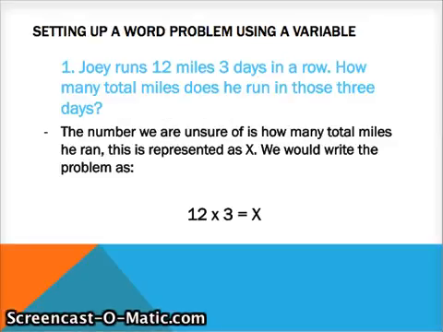Joey runs 12 miles 3 days in a row. How many total miles does he run in those 3 days? The number we're unsure of is how many total miles he ran. This is represented as x, or your variable. We would write the problem as 12 times 3 equals x. We would set it up like this because we know that he runs 12 miles and we know that he runs it 3 days in a row, which means he is running 12 miles 3 times.